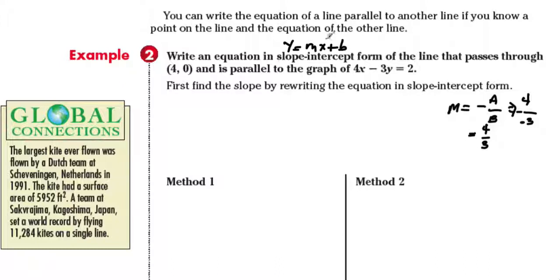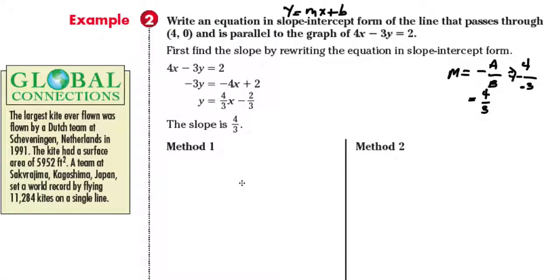Okay, but solving for y, this is how we do it. First, copy the equation, 4x minus 3y equals 2, and then subtract 4x from both sides. Negative 3y equals negative 4x plus 2, and then divide both sides by negative 3. Okay, y equals 4/3 x minus 2/3. And if you notice, we have the same slope, 4 over 3. So our slope is 4 over 3. Okay, let's use method 1 to find the equation.